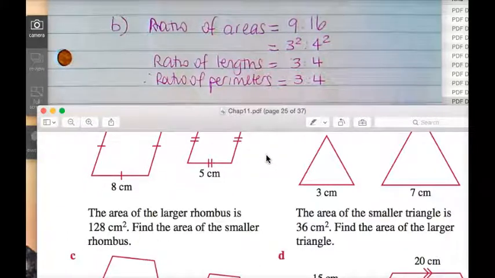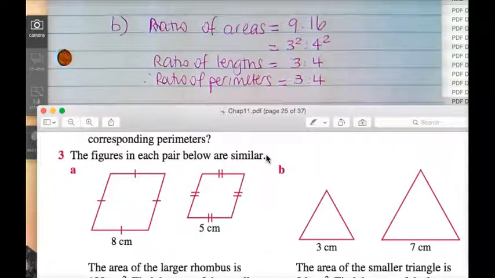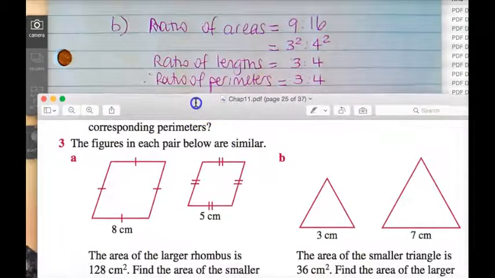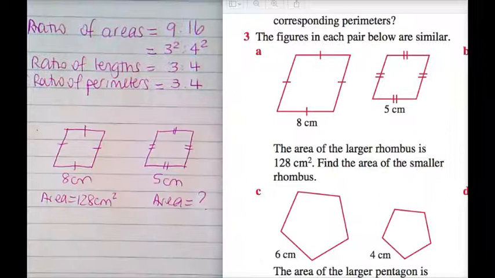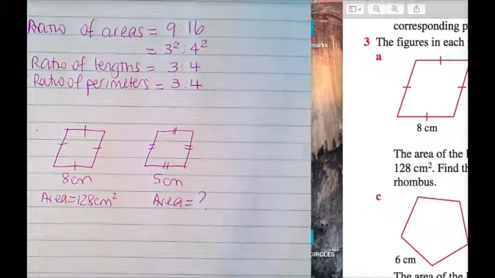All right, we're going to do question 3A. Here it is. You can write it out. Okay, if you could please copy this question out. The figures in each pair below are similar, so you've got two rhombuses. The side length of the larger one is 8. Side length of the smaller rhombus is 5. The area of the larger rhombus is 128 centimetres. I've summarised that information over here, and you have to find the area of the smaller rhombus.